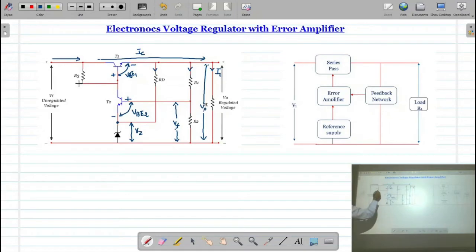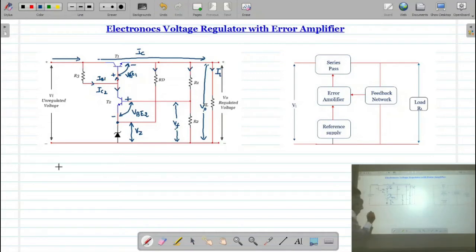Now whatever current flows through the resistance R3 is going to divide into two parts. Some of the current passes in this transistor T2, which we call IC2, and some of the current passes as a base current for the transistor T1, here IB1. Correct? Okay. Now try to understand the action of the circuit.